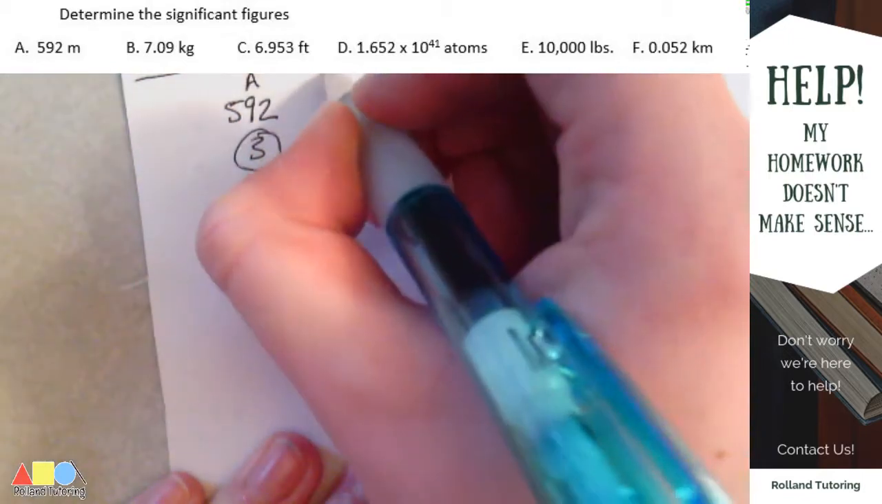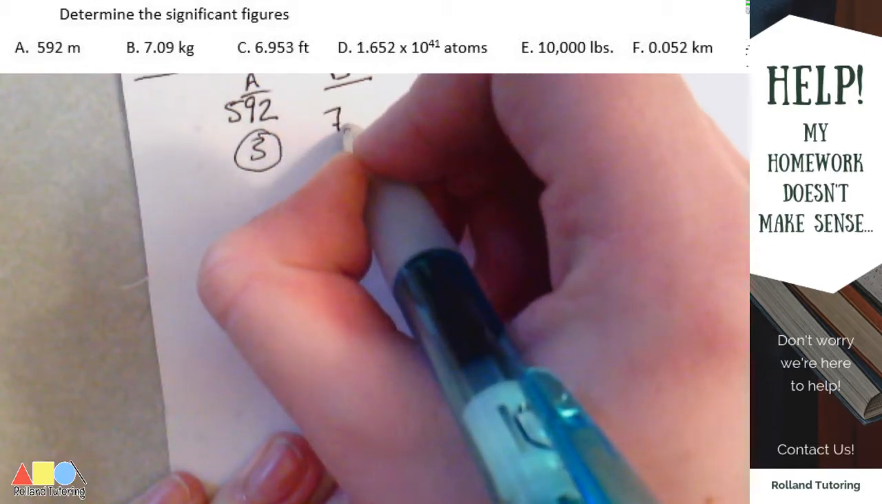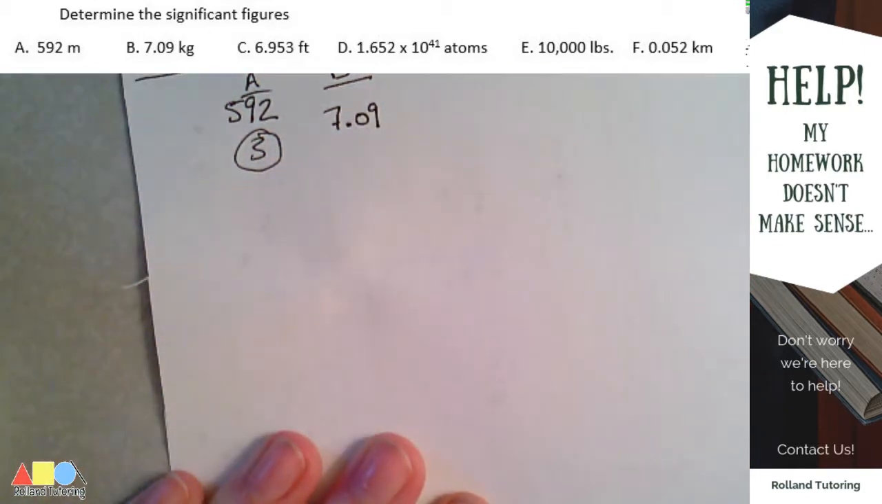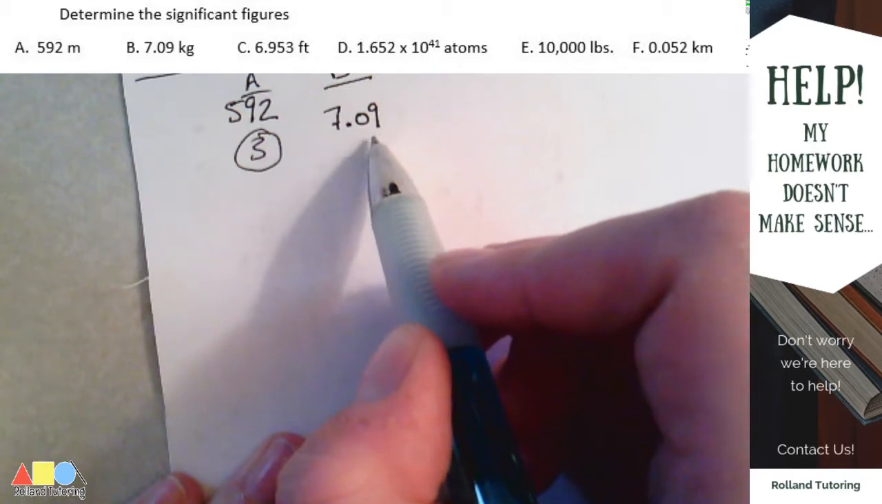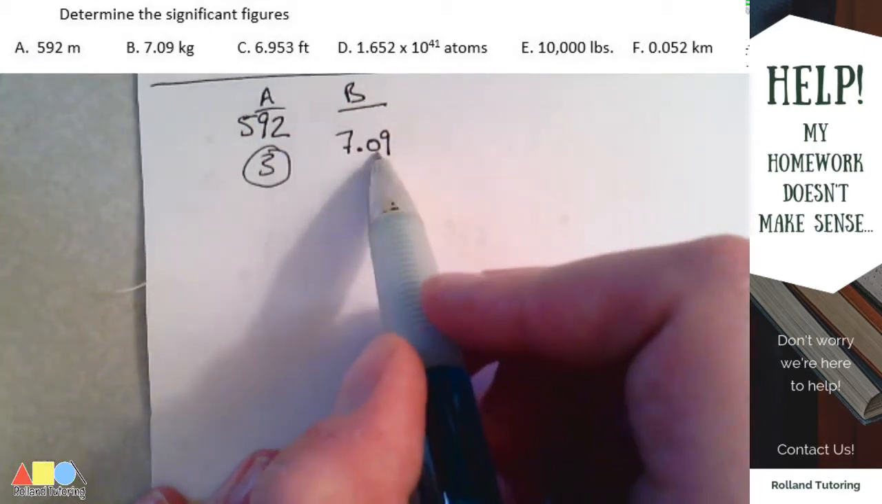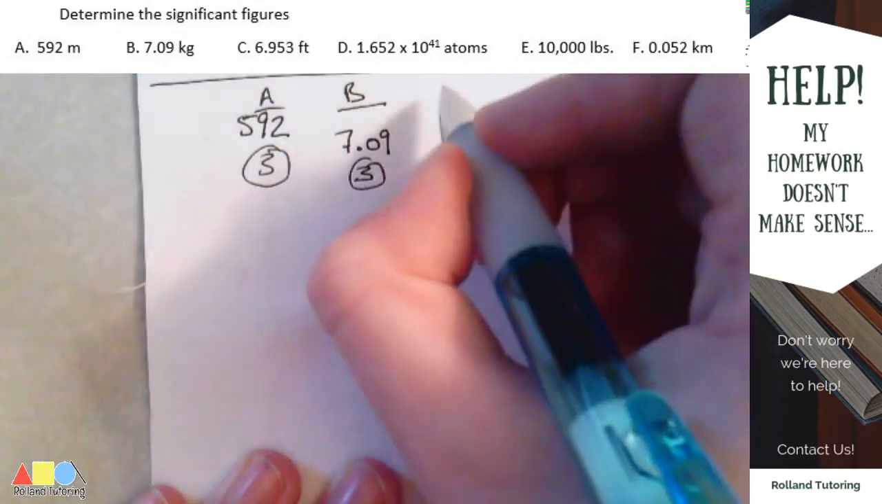For B, we have 7.09, and in this one again, because the 0 is between 2 non-zero digits, we have 1, 2, 3 significant figures.